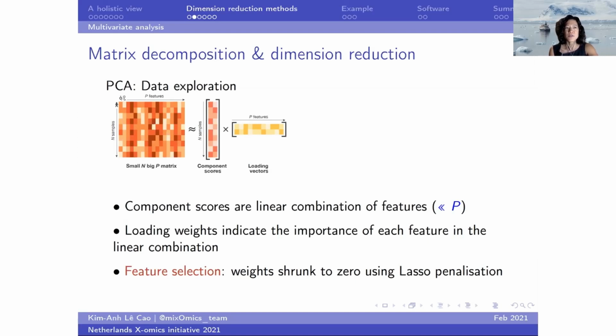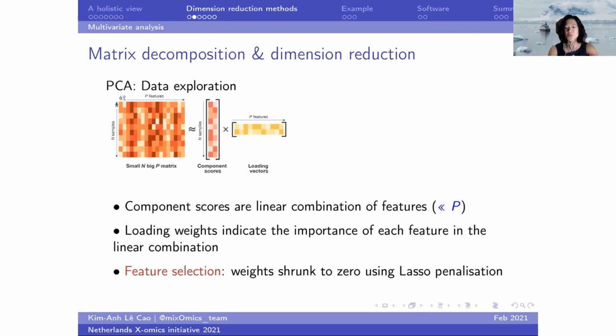And the other variation that you can have from this method is to do feature selection. So you use lasso penalization in those methods, so that some of the weights in the loading vector are going to be set to 0 because some of the genes or the features are not considered as important to explain the variance in the data. And so the components are going to be based only on a very small subset of genes, while still maximizing the variance in the data.